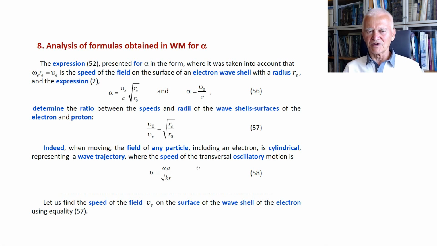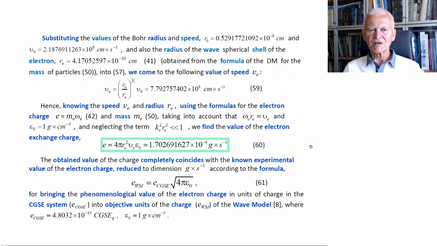Indeed, when moving, the field of any particle, including an electron, is cylindrical, representing a wave trajectory, where the speed of the transverse oscillatory motion is equal to this expression. Let us find the speed of the field, VE, on the surface of the wave shell of the electron using this equality. Substituting the value of the Bohr radius and speed, R0, V0, and also the radius of the wave spherical shells of the electron, RE, obtained from the formula of the dynamic model for the mass of particles, into 57 in this ratio, we come to the following value of the speed V0, this one.